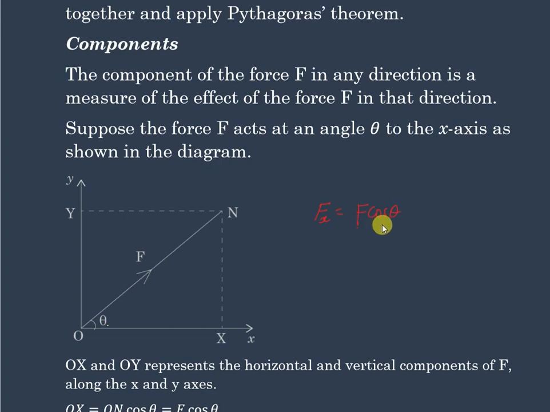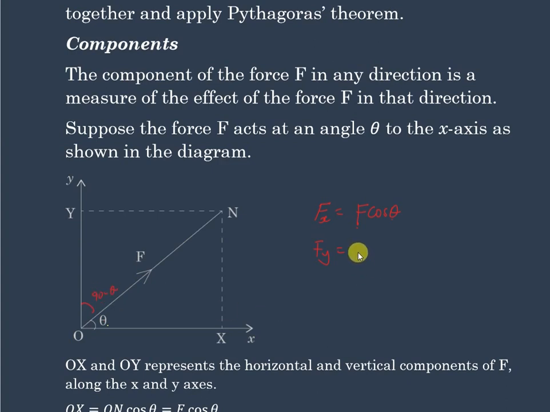Force, magnitude of force, cosine of the angle between the force and the desired direction. Then if I look at Fy, the component of this force along the y axis, I say, okay, where is the force? It is that one. What is the angle between that force and the positive y axis? It is this one, 90 minus theta.